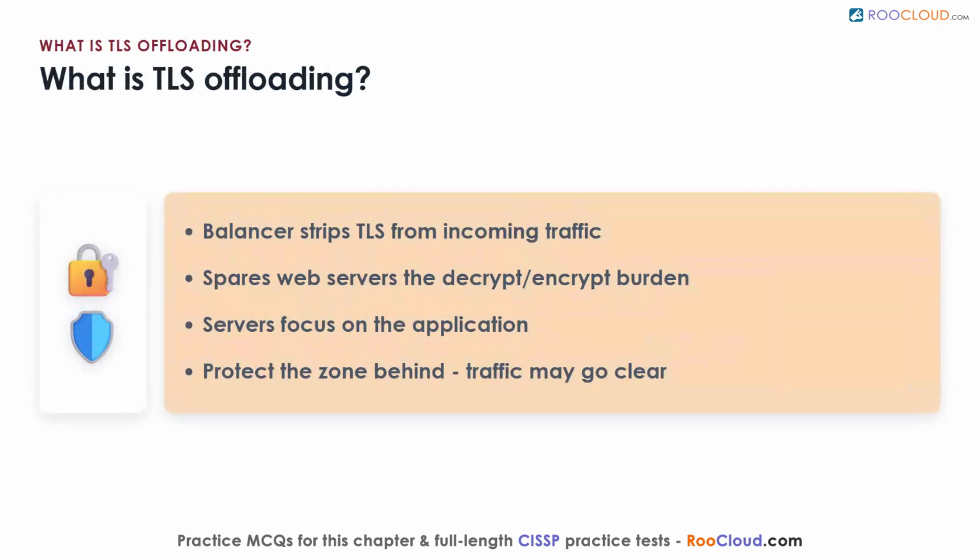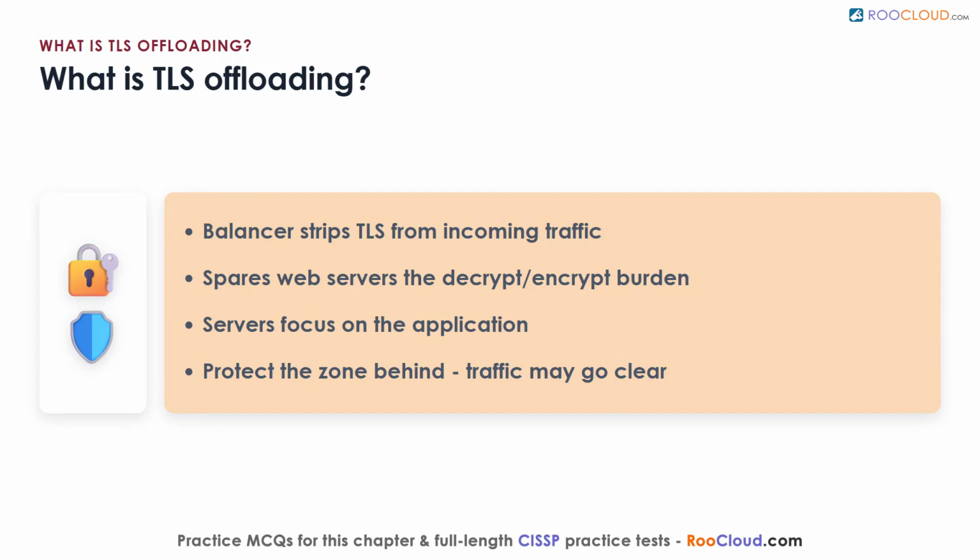What is TLS offloading? A load balancer can do more than distribute traffic. It can also strip the TLS encryption off incoming requests, so the web servers behind it are spared the heavy work of decrypting and re-encrypting. That frees those servers to focus on the application itself.